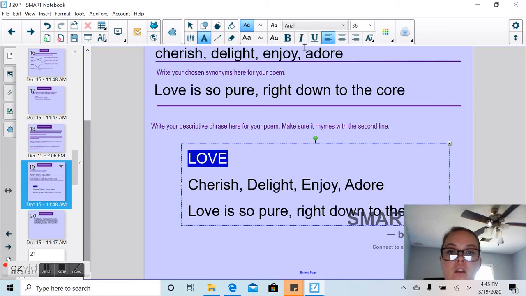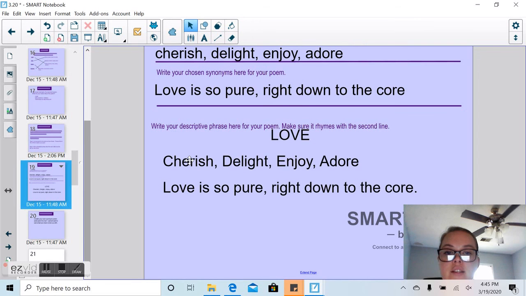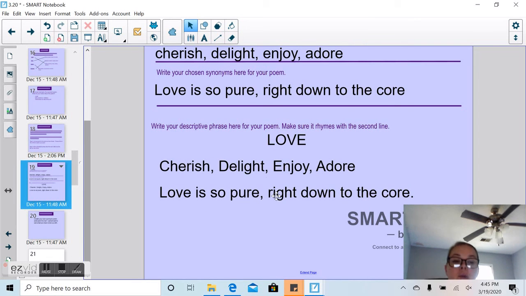We're going to move that to the middle, and we're going to move the poem over so you guys can see it. So my poem is love. Cherish, delight, enjoy, adore. Love is so pure, right down to the core.